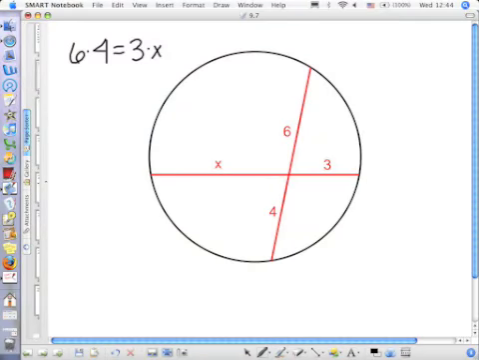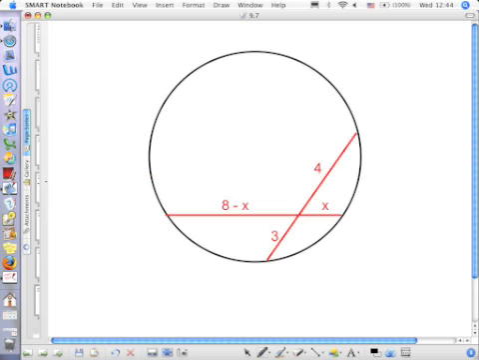24 divided by 3 equals 8. So x is 8. It's really, really easy. Okay, now, like I said, no matter how complex the thing gets, it's still 3 times 4 equals x.